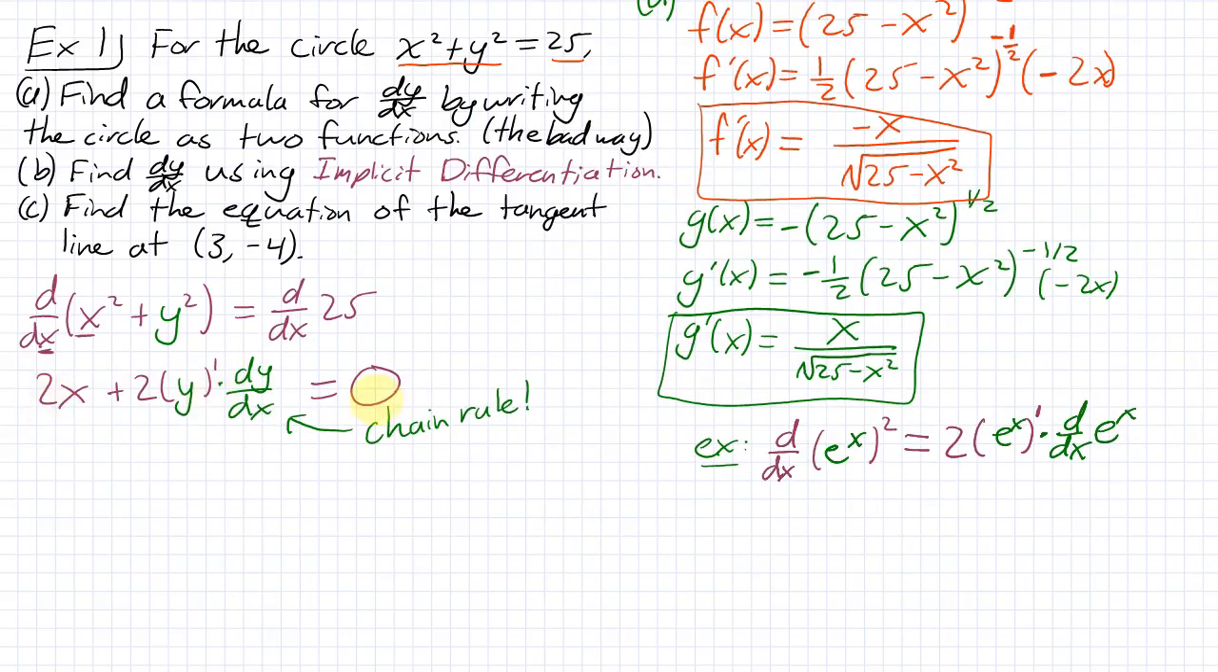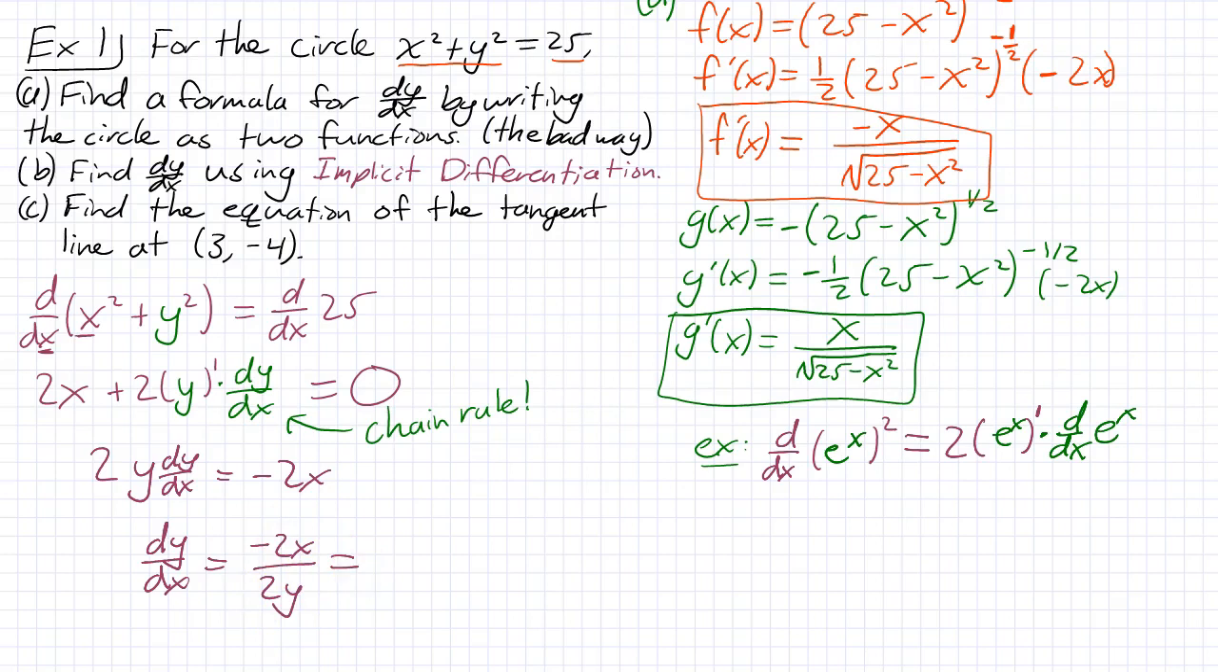Now that we have this equation here, we can solve it for dy over dx in terms of x and y. So I'm going to subtract the 2x from both sides, so that will make this equation look like 2y dy over dx equals negative 2x. Then I'm going to divide both sides by 2y. So then it will look like dy over dx equals negative 2x over 2y.